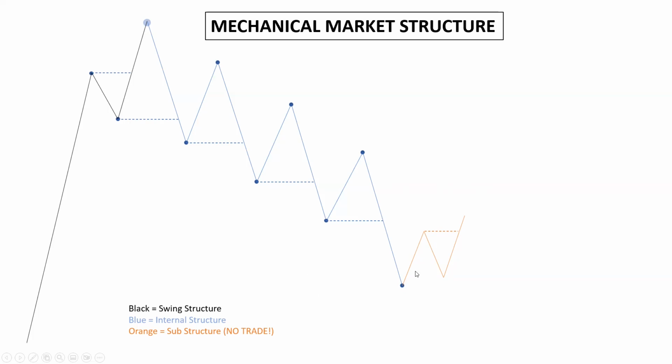And the reason I don't like to take substructure is because we have a break of structure here. If you're trying to trade substructure, you would be identifying some demand zones within here. However, the levels of demand you have in here are never going to be strong enough to give you a sufficient reaction to be able to make some really nice RR trades from.